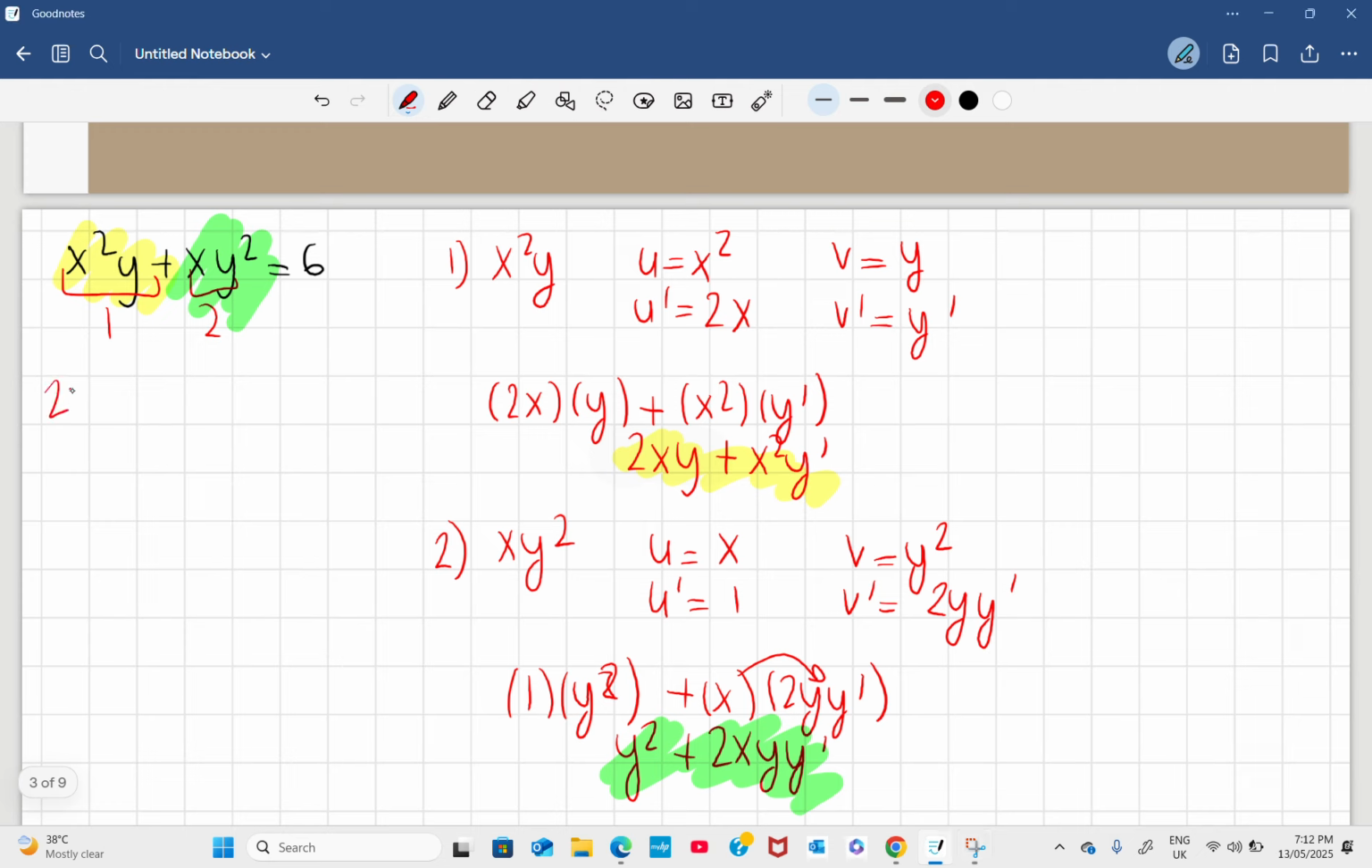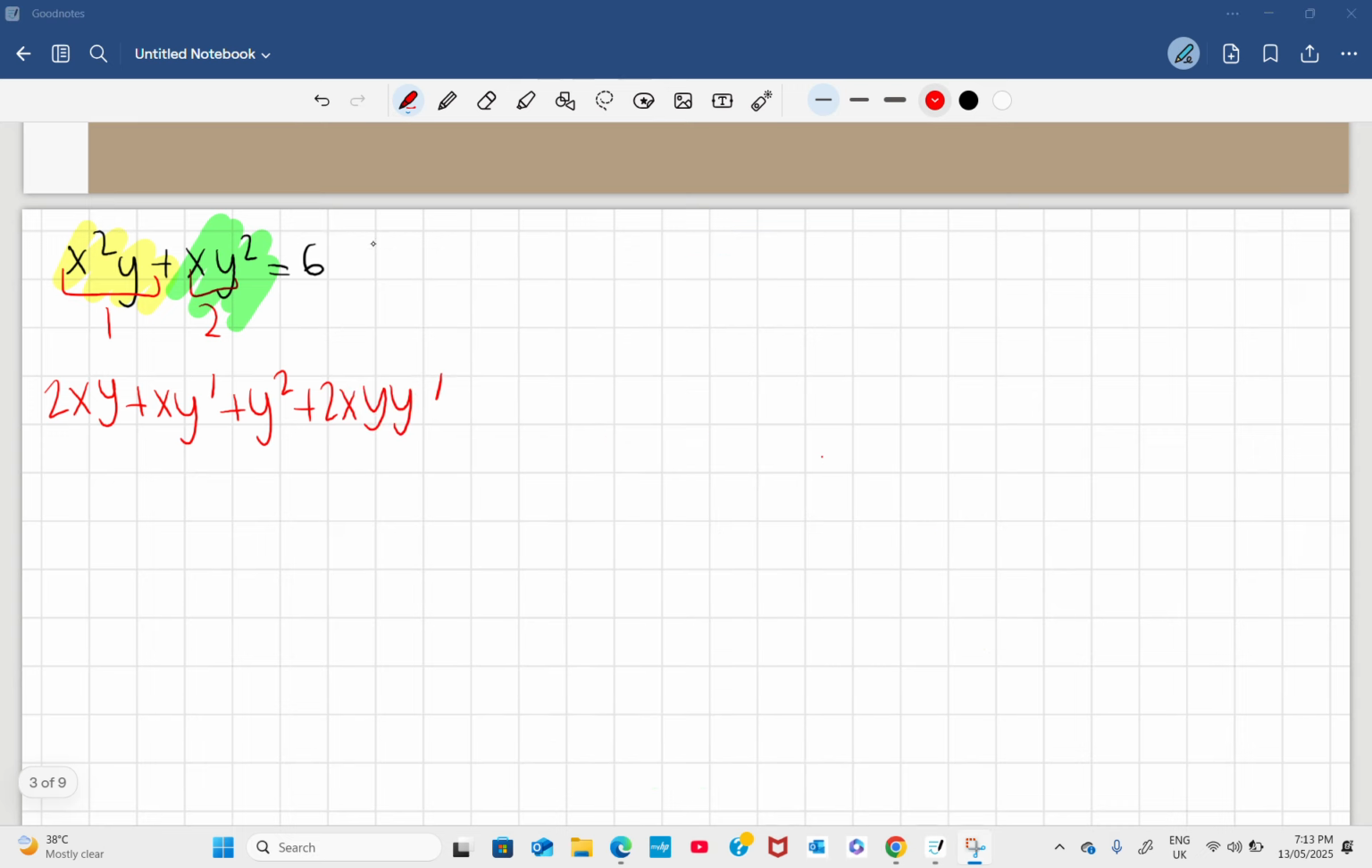Okay, so here we're gonna have 2xy plus x squared y prime plus y squared plus 2xy y prime. Okay, now I'm gonna derive 6. It's a constant, so it's 0. Now we're gonna go back to the old steps. We're gonna want y prime to be alone, so I'm gonna take all the values that don't have y prime to the other side. So negative 2xy minus y squared is equals to x squared y prime plus 2xy y prime.